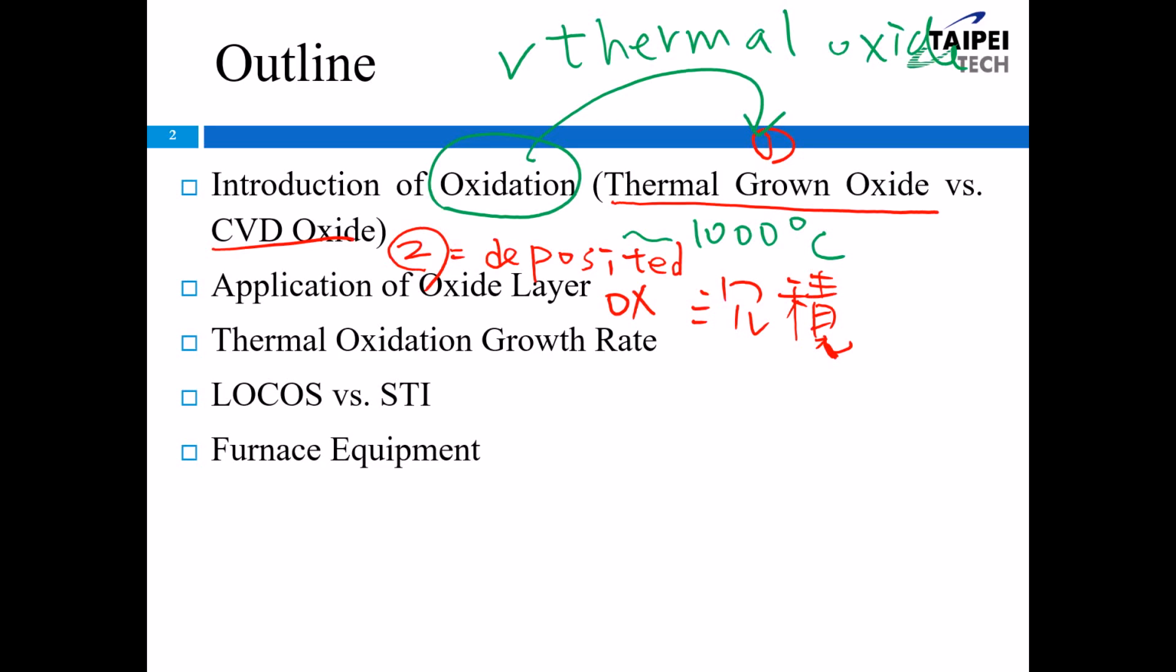Okay? And do you still remember when we talk about oxidation? It means we go to the diffusion module, right? We go to the diffusion area to do the oxidation. So this oxide we call thermal oxide. You need to make the difference between CVD oxide and thermal oxide. We use oxidation to grow thermal oxide. So in the next slide, I will show you the difference between thermal oxide and the CVD oxide, or you can say the deposited oxide.